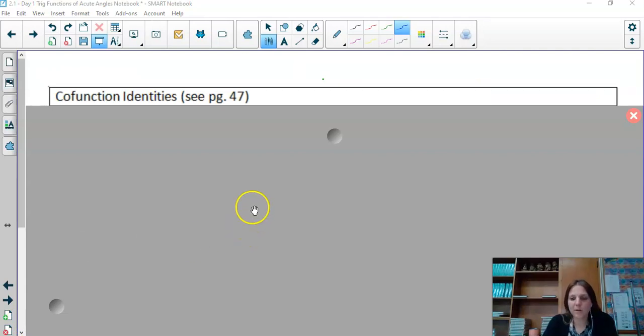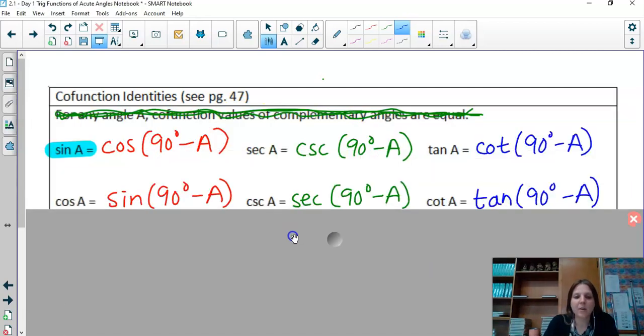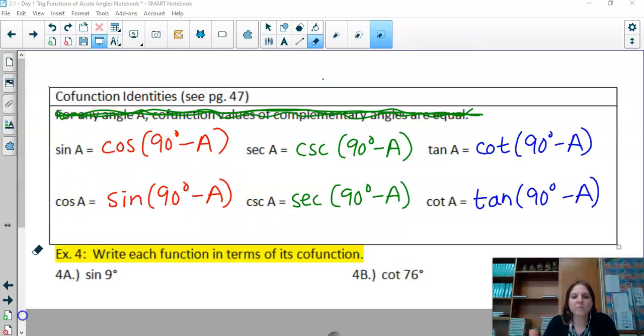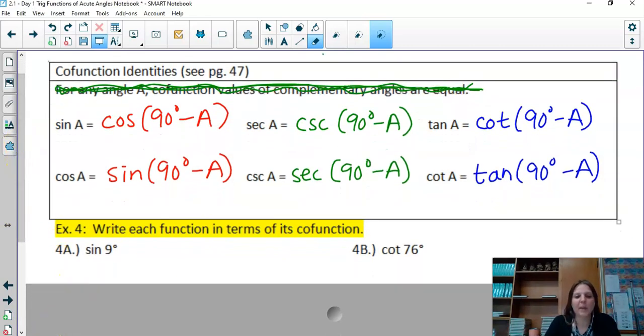So the last part of the assignment is going to talk about an important idea of cofunctions, page 47. And again, you definitely want to copy these into your notes. So go ahead and pause the video and copy these down now. The next thing that you want to do is write example 4, the directions, and then go ahead and copy down 4a and 4b. So we're going to write each function in terms of its cofunction.